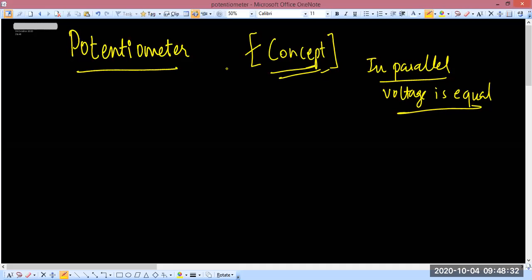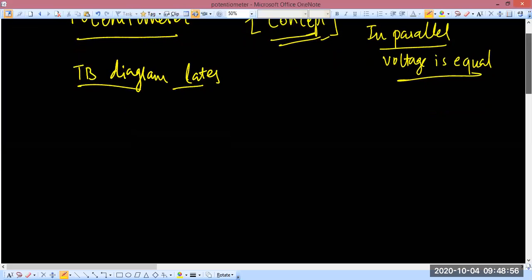Right, let's see what it is now. First of all, I would seriously recommend that you do not worry about the textbook diagram right now. Okay, we will draw it. I'll explain what the textbook diagram is later. Okay, let's draw a very simple, simplified version of it, right?